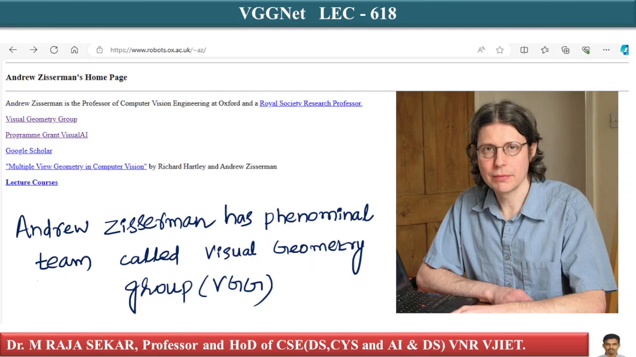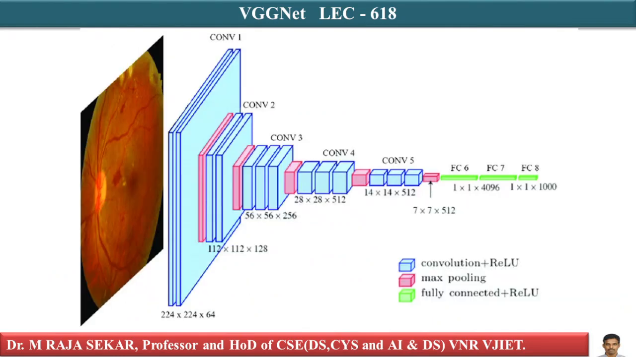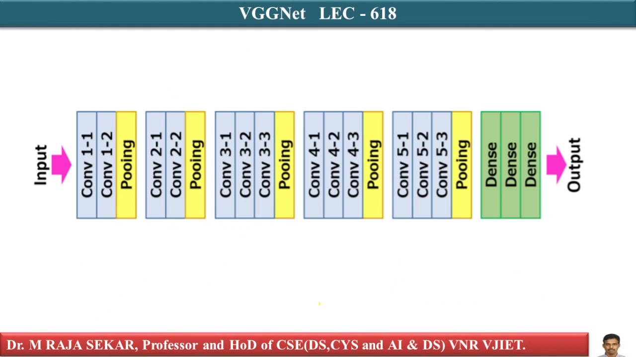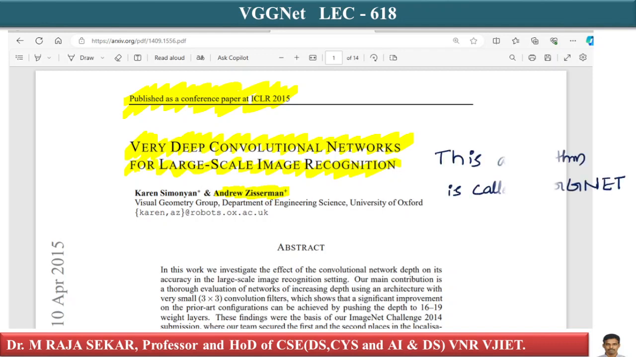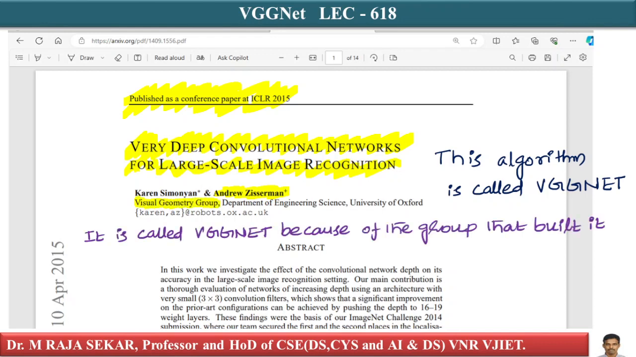In this lecture we will try to understand VGGNet. The next very important research paper is from 2015. This paper was actually published in 2014, but it was accepted for ICLR, a very popular conference, in 2015. We take it as 2014 because the first version of the paper was published in 2014. This algorithm is called VGGNet because of the group that built it. The group name is Visual Geometry Group, and that's why people call it VGGNet.